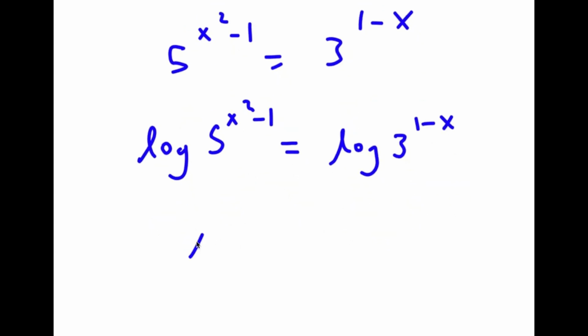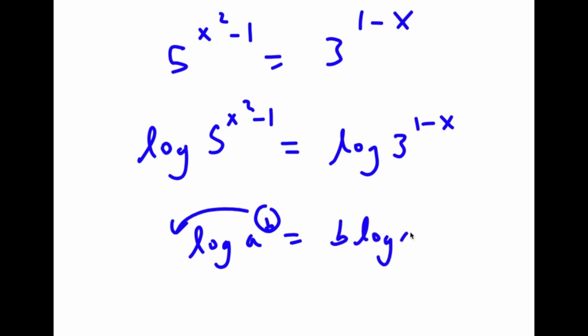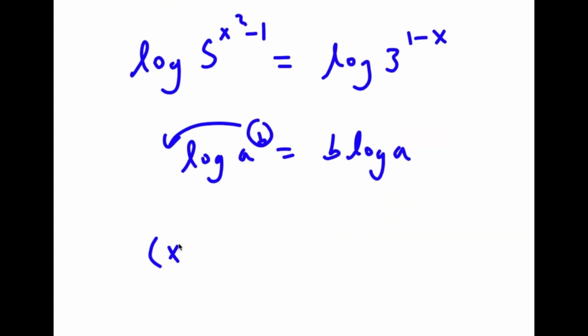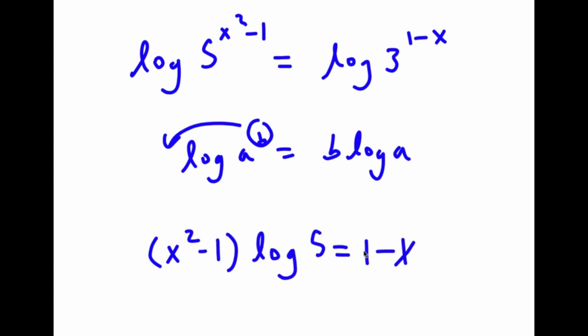And if I have something in the form log a to the power of b, I can actually move this exponent b to the front. So this can equal b times log a. So in this case, I have x squared minus 1 times log 5 is equal to 1 minus x times log 3.